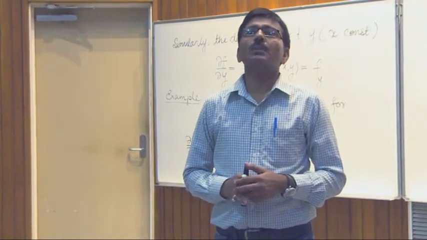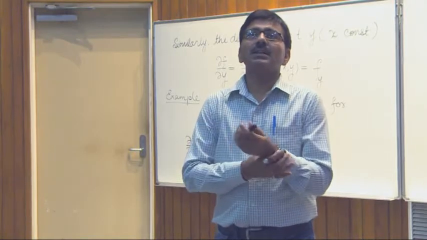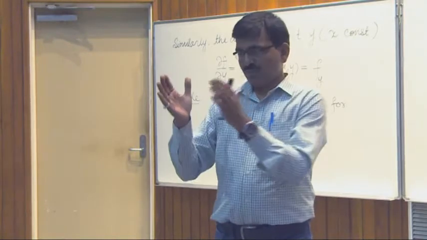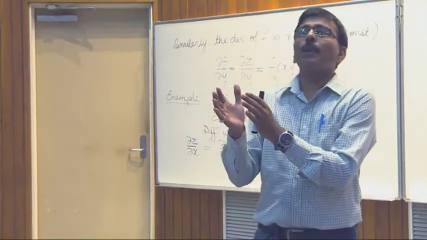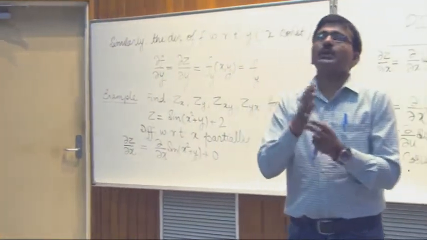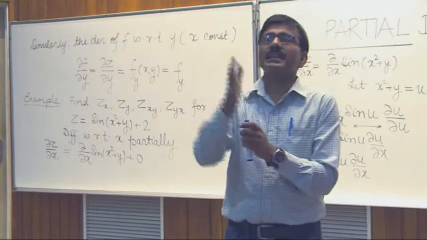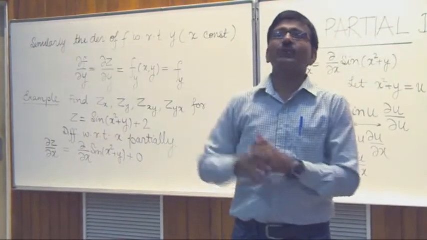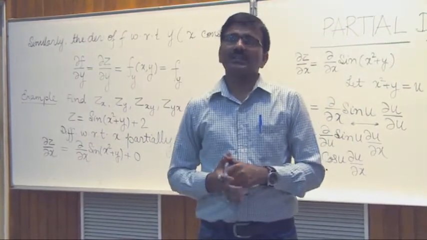And why is it called partial differentiation? Because we have many variables, but we will differentiate our function with respect to one variable partially, leaving the other variables as constants. That's the only thing.